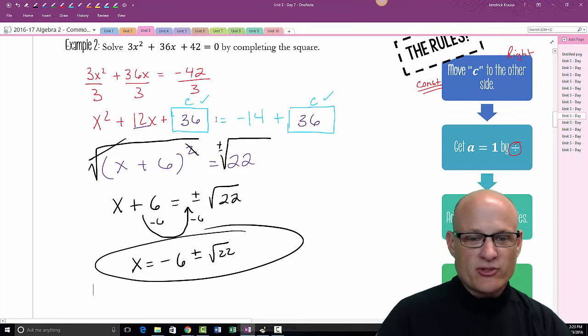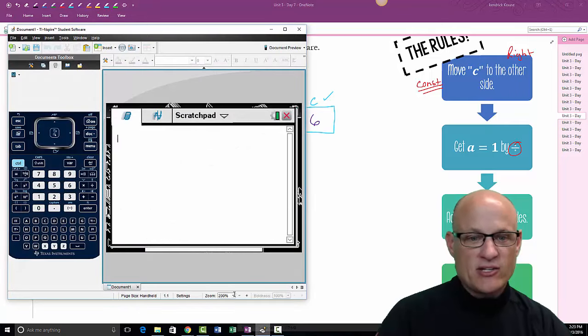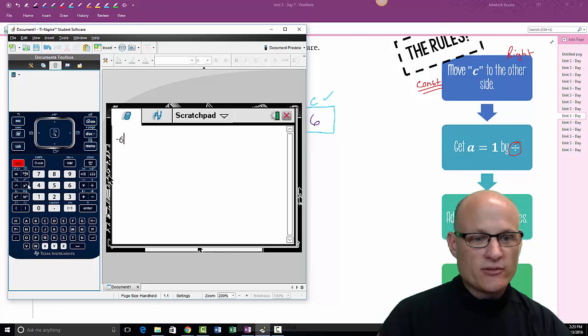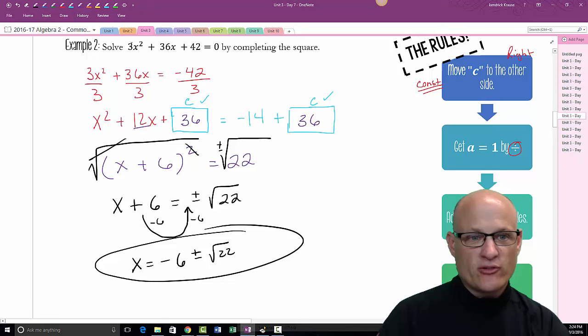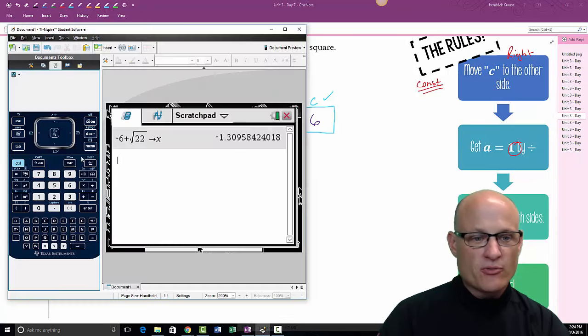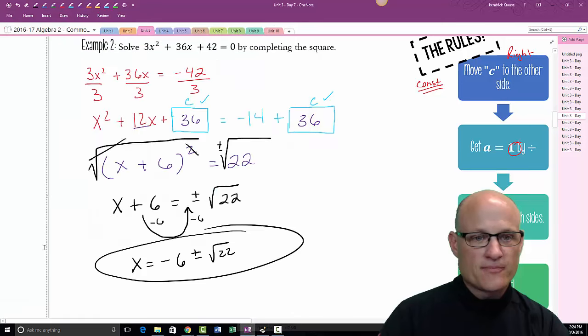Now you can always check to make sure you're right. If you have this TI Inspire calculator, the great thing is you can check it. I can say, okay, I think it's negative 6 plus the square root of 22, and I'm going to store that into x. Control var x, enter. Now these are roots, or these are solutions, so when I type it into this equation, it should be equal to 0. So 3x squared plus 36x plus 42.